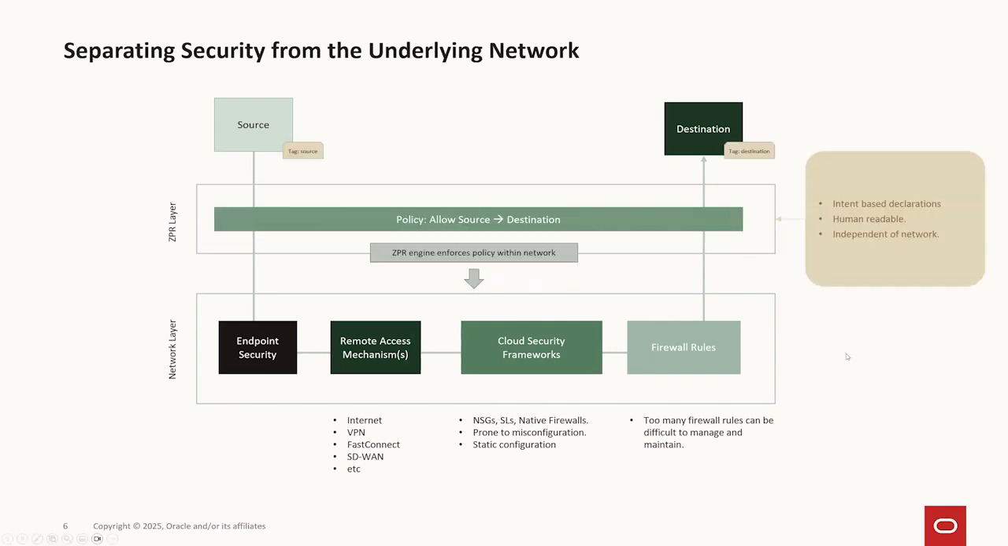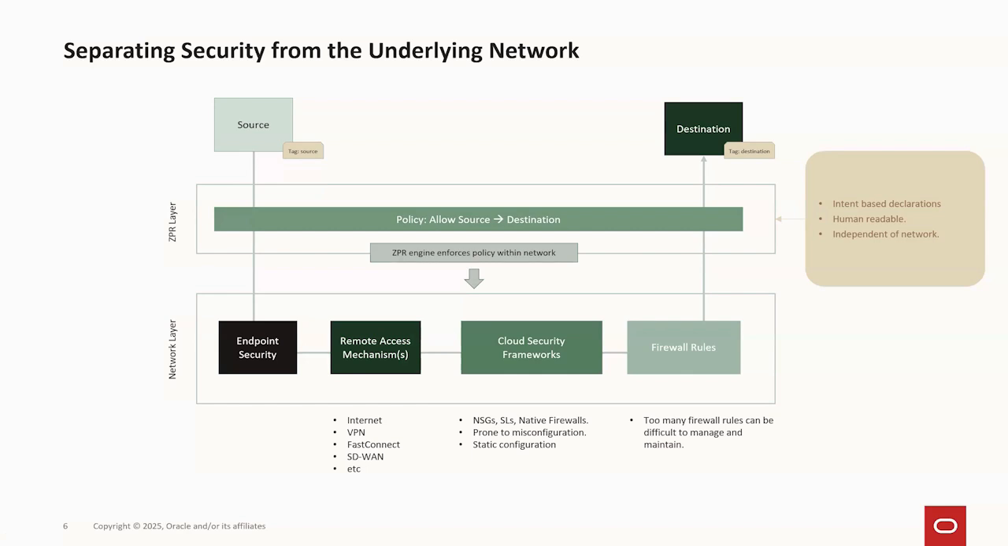This is my network layer. On top of the network layer, I'm introducing now a logical layer, a Zipper layer, which is effectively a policy engine that allows me to declare my intent using ZPL, which is a policy language. And in that policy language, I'm referring to the sources and the destinations. And I'm very simply tagging my source and tagging my destination. And effectively that way, I'm decoupling my intent from the actual underlying implementation in the network layer.